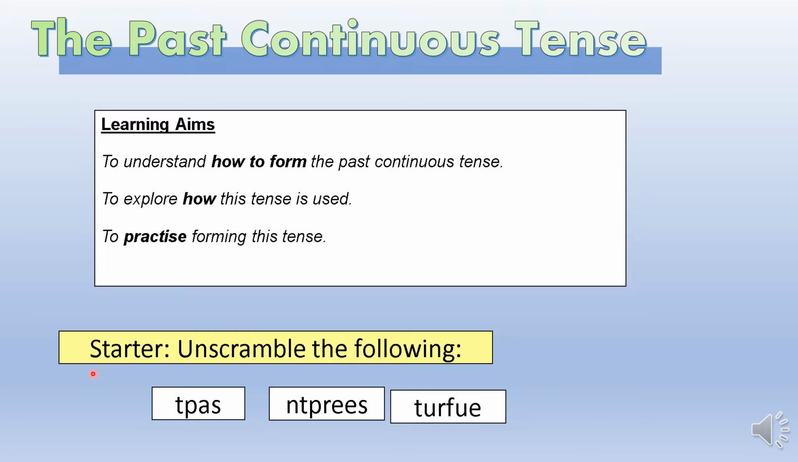Did you manage to unscramble them? So the first one is past, this one is present, and this one is future. And the different tenses are different ways of referring to events in relation to now. So is the event happening now in the present tense? Will it happen in the future? Or did it happen in the past?